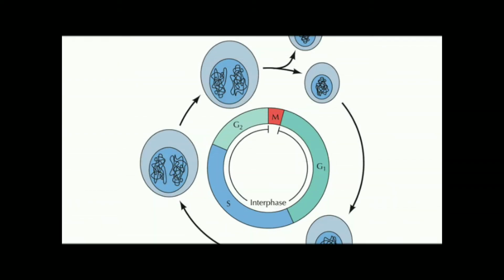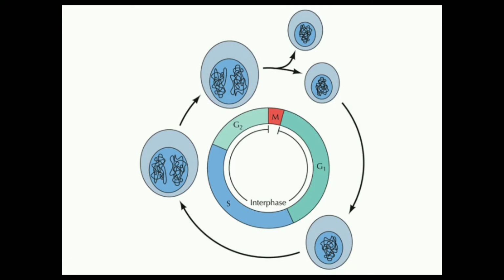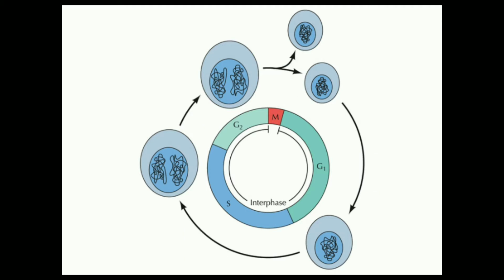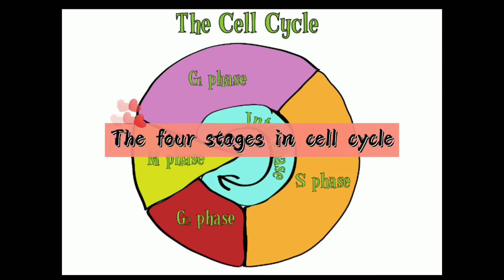The cell cycle has different stages called G1, S phase, G2, and the M phase. It is a 4-stage process in which the cell increases in size. The stages G1, S phase, and G2 make up interphase, which accounts for the span between cell division. The 4 stages in the cell cycle.